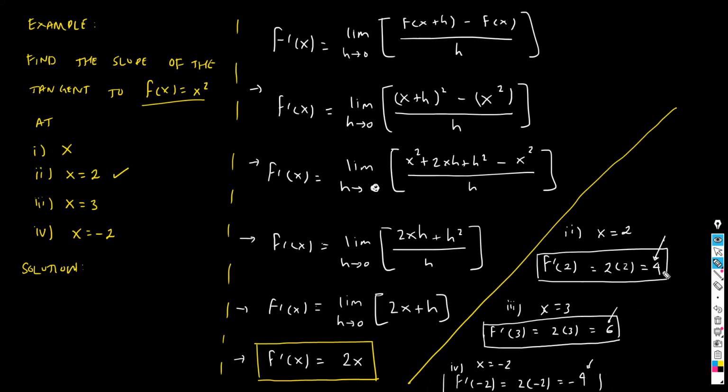Okay, so remember these numbers: 4, 6, and minus 4 for the values 2, 3, and minus 2. Write them down, because I don't want you to memorize. For x equals 2, x equals 3, and x equals minus 2, you get the slopes 4, 6, and minus 4. And now let's check whether this thing is actually working or not. Okay, we're done with the writing. Now let's just check these values.